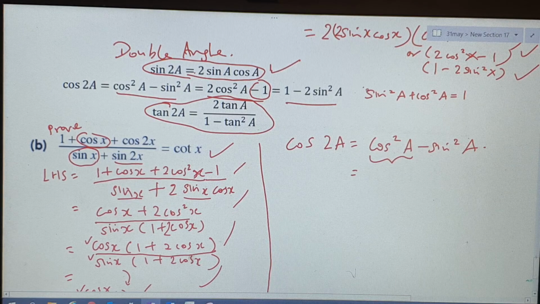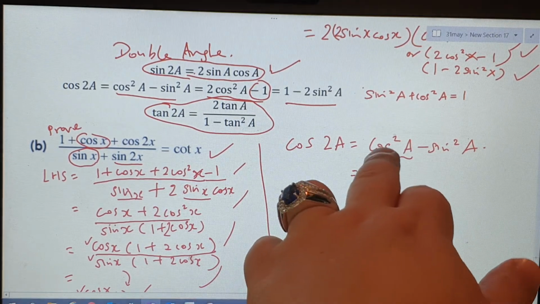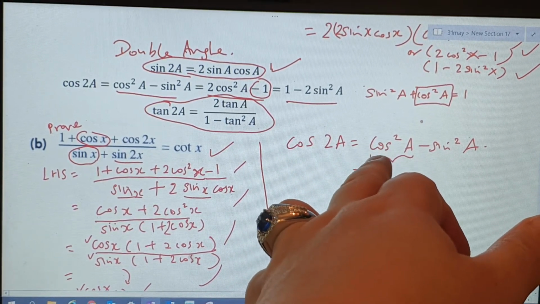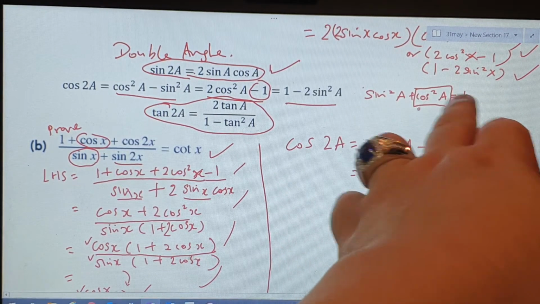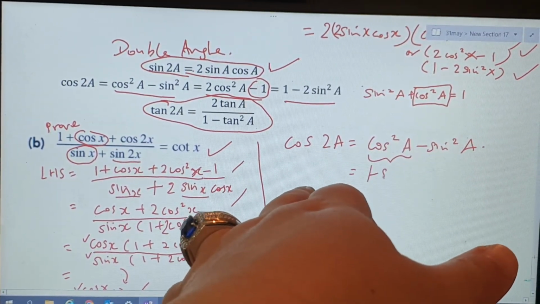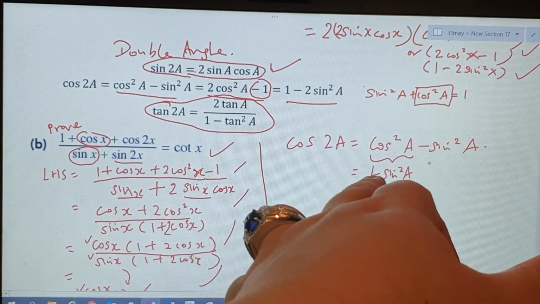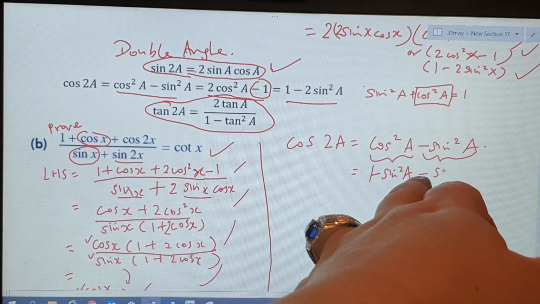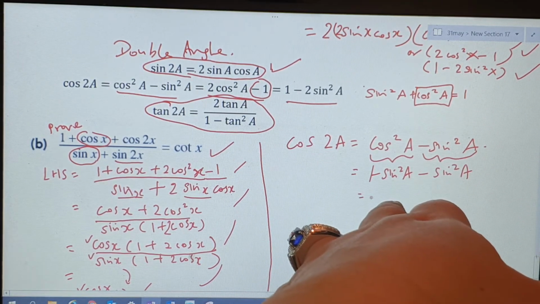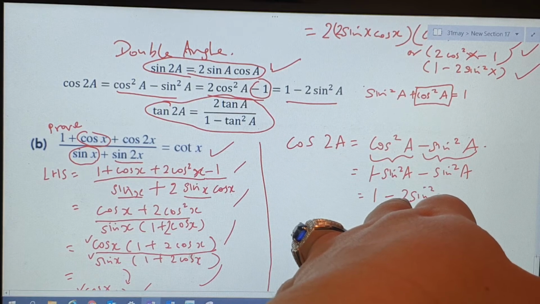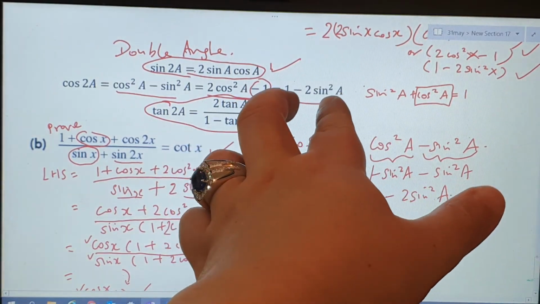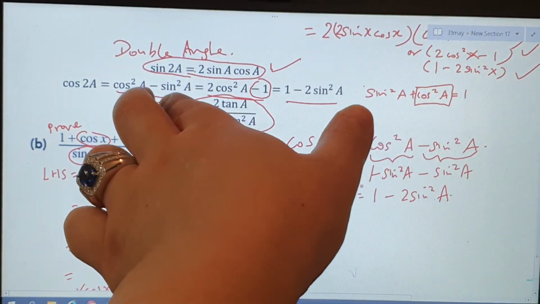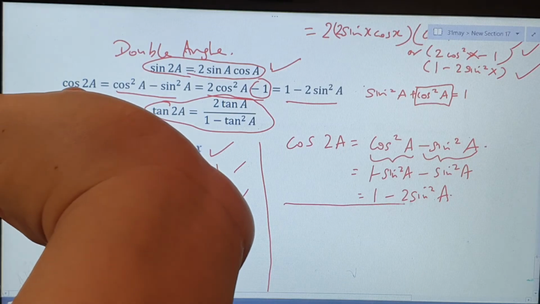If I want to make this the subject first, then it will become 1 minus sine square A. But already there was this fella here just now, and it's still around, so it is 1 minus 2 sine square A. There. That's why this and this are equal. That's why this equals this, then this equals this. Finish.